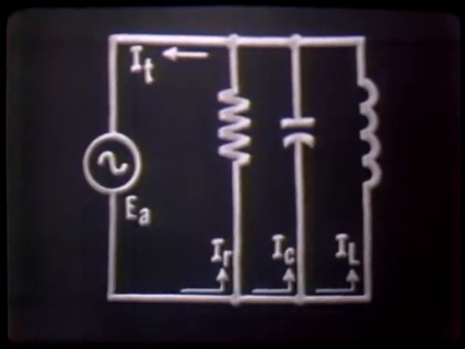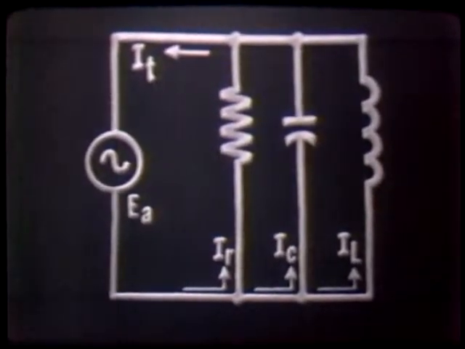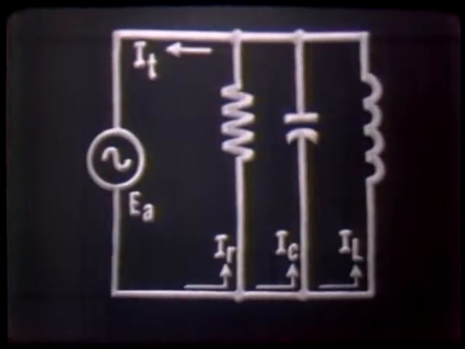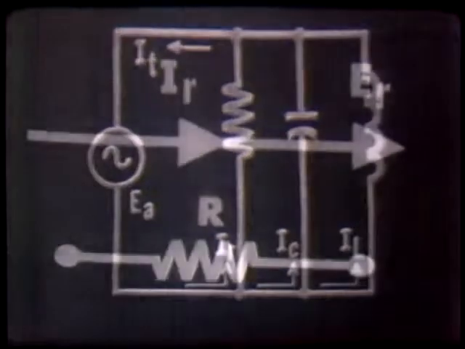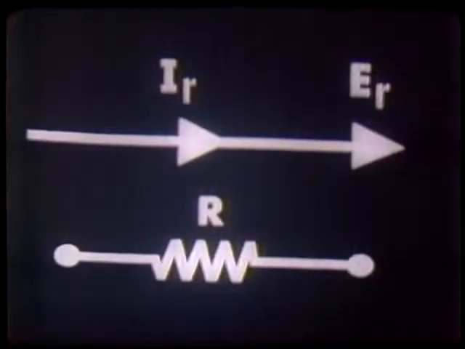The voltage across and the current through any pure resistive component is always in phase and vectorially represented this way: IR in phase with ER. Now note ER represented here would be the same as the applied voltage since we do have a parallel circuit.